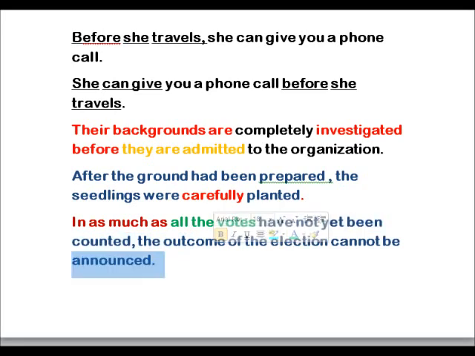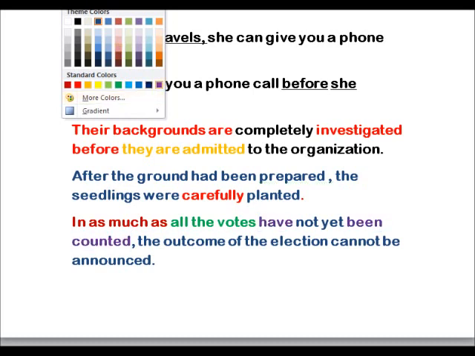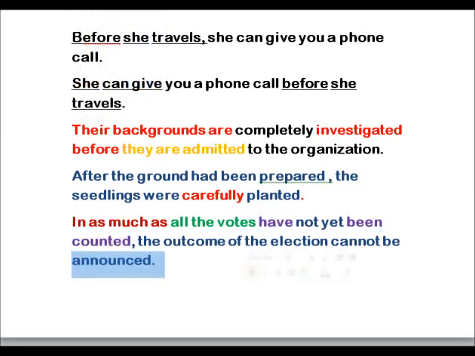Let's do it one by one because it's a big verb here. We've got "have." Let's do it again. We've got "have." Great. And then we've got "been." Great. And we've got "counted." Okay, and let's give it a purple color. So look at this now. We've got "in as much as," that's the connector, "all the votes," that's the subject, and we've got "have not yet been counted," that's the verb.